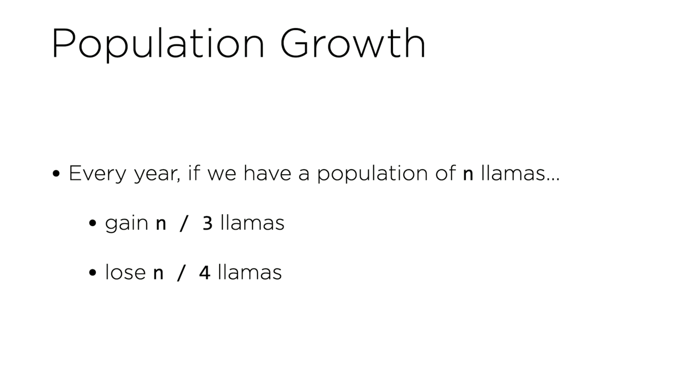We can model this kind of population growth using a mathematical formula. Let's assume, for example, that every year, if we have a population of n llamas, we gain n divided by 3 llamas, and we lose n divided by 4 llamas. So in a population of 12 llamas, for example, in the next year, we would gain 12 divided by 3, or 4 new llamas, and we would lose 12 divided by 4, or losing 3 llamas in that case.